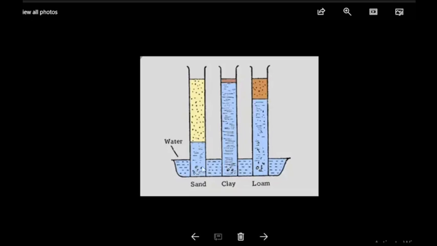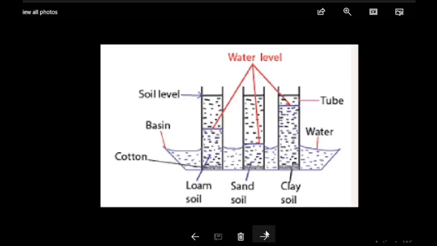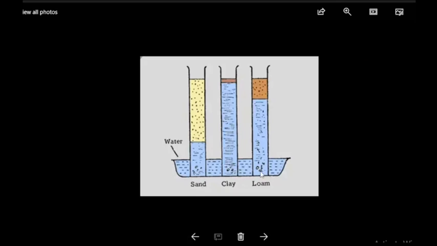Let me just quickly explain how it is constructed. We have capillary tubes. Let's assume we have capillary tubes A, B, C. Supposedly we have E, F, G. Particularly for this experiment, we have the capillary tubes E, F, and G. We have E to be sand, and then we have clay and loam. That is the setting, like what we have here: sand, clay, and loam.